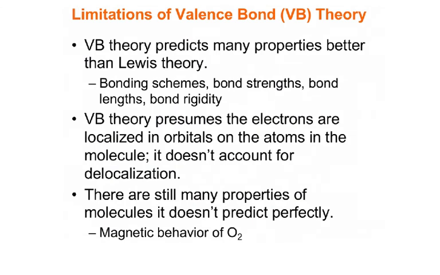Lastly, there are some limitations of valence bond theory. Notice that valence bond theory predicts many properties better than just regular Lewis theory, such as bonding schemes, bond strengths, bond lengths, and bond rigidity. But valence bond theory presumes that electrons are localized in orbitals on the atoms in the molecule. It doesn't really account for delocalization, which is what you would see when we're talking about resonance. So that's one of the limitations of valence bond theory. It doesn't really explain delocalized electrons very well, which is what you would see when there's resonance going on. And then there are still many properties of molecules it doesn't predict perfectly, such as the magnetic behavior of oxygen.